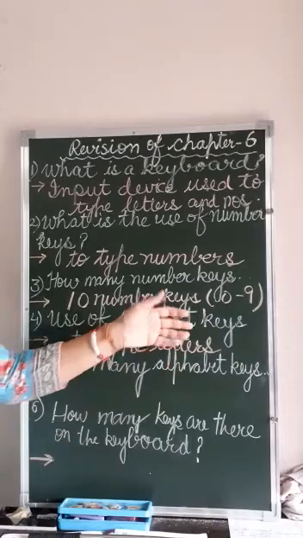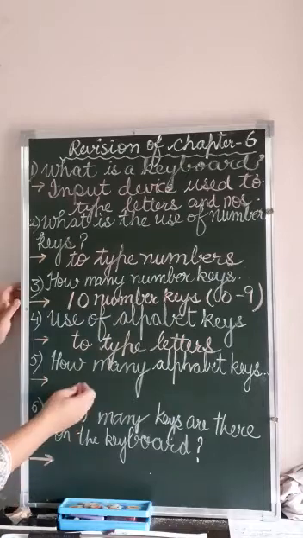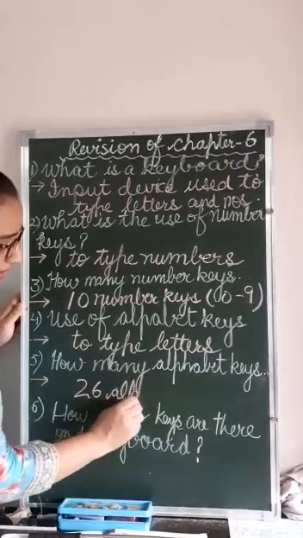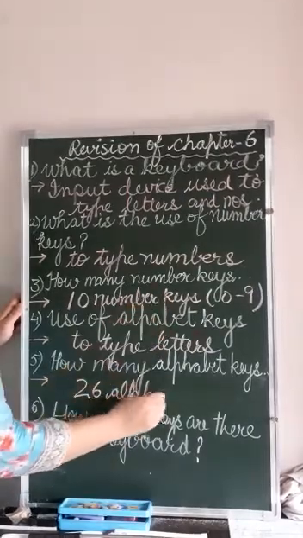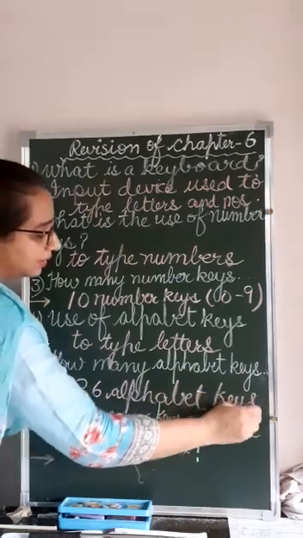Now, how many alphabet keys are there on the keyboard? Have you seen? There are 26 alphabet keys on the keyboard.